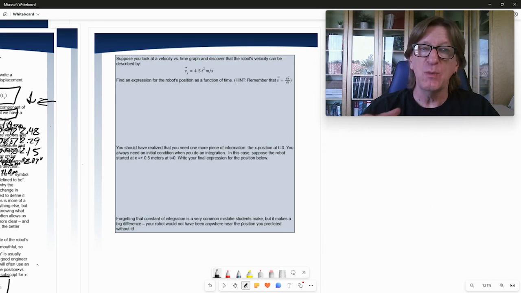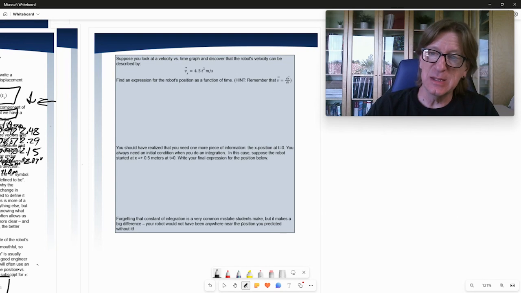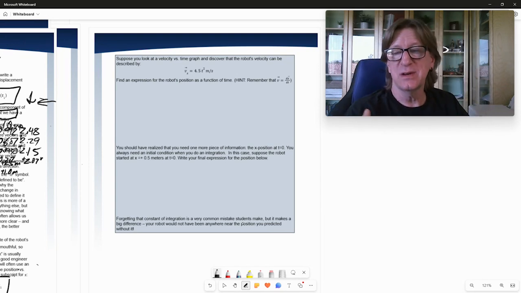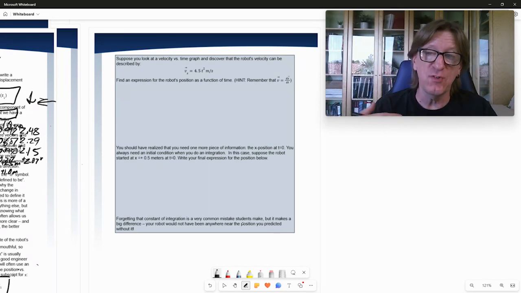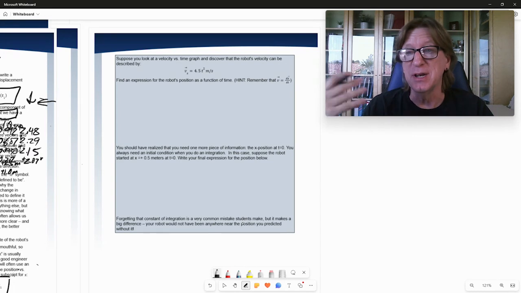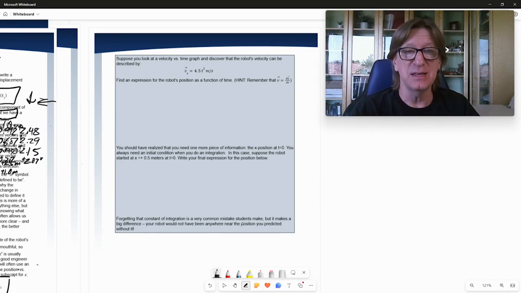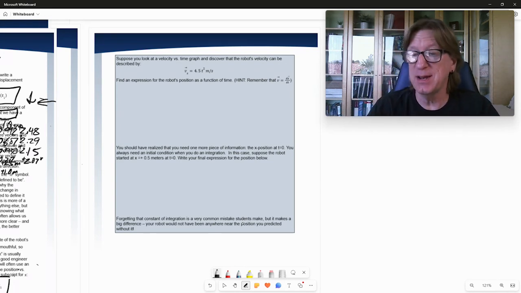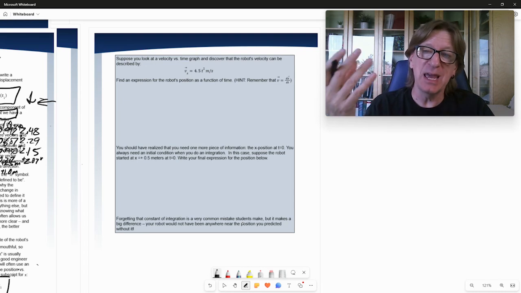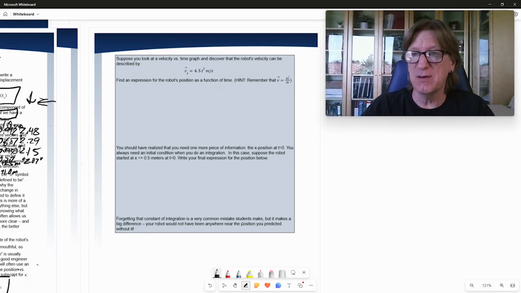Okay. Now we can go the other way. This is the last thing we're going to cover today. Suppose instead of giving you the position versus time, I give you the velocity versus time. And this is actually pretty common. If I have a robot that's out in space, it might not know its position. It might not have any way of figuring out its position. But it can measure its velocity. It can measure how fast it's going.